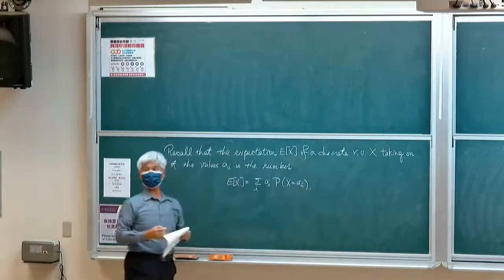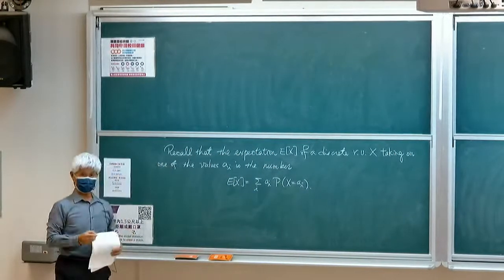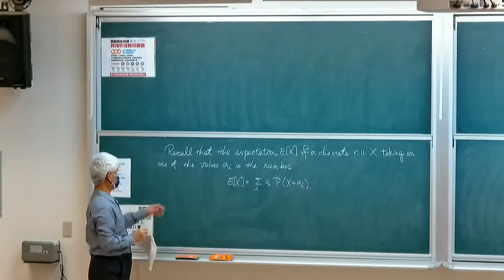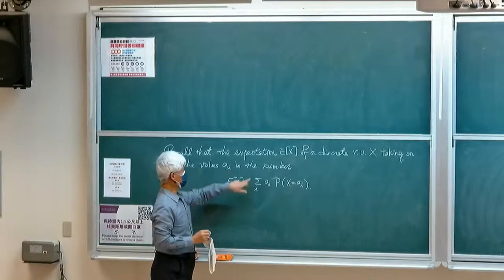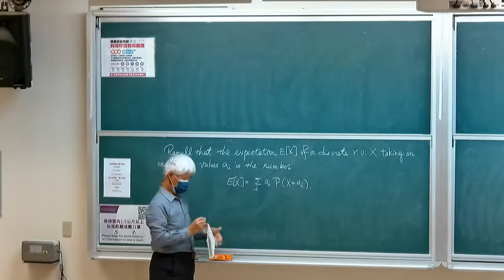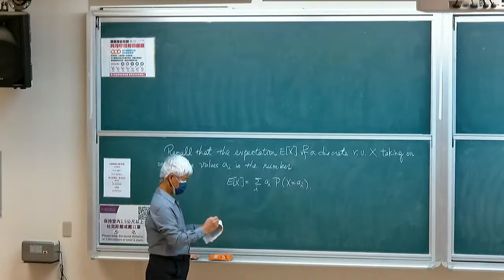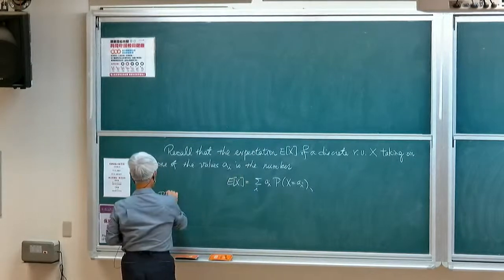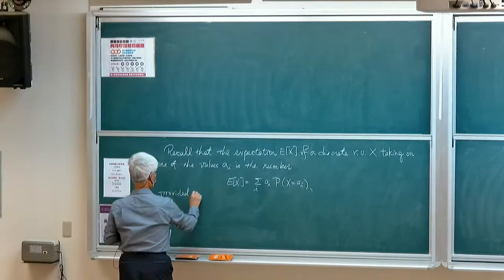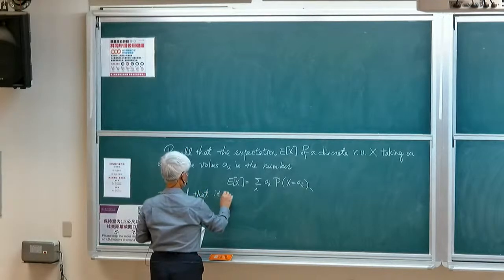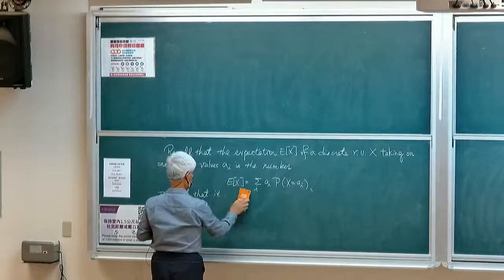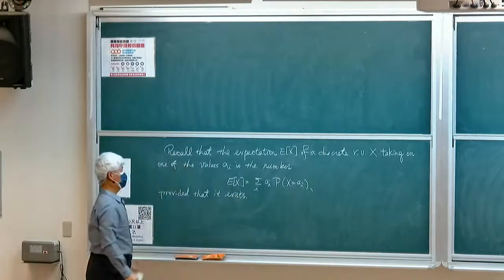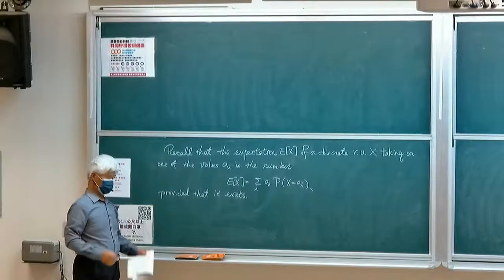Okay, so we recall we defined the expectation of a discrete random variable taking on one of the possible values a sub i with this number, provided that it exists. So the definition is easy.